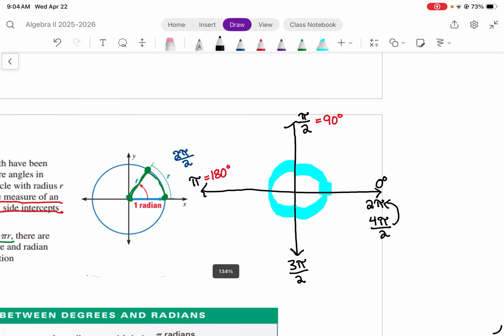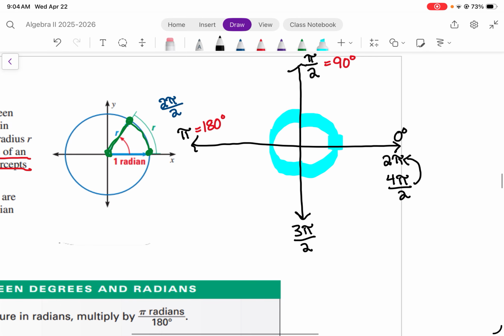We are going to do more practice with this next time, but to start, those are the angles we are going to be working with. And then we know this one, 3 pi over 2, would have to be 270 degrees.